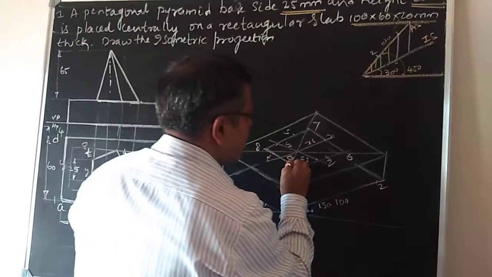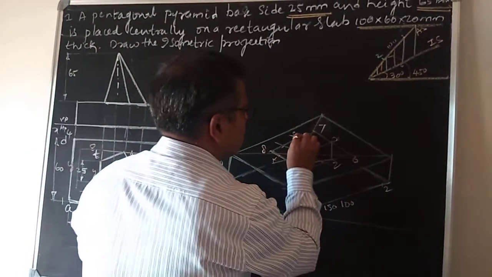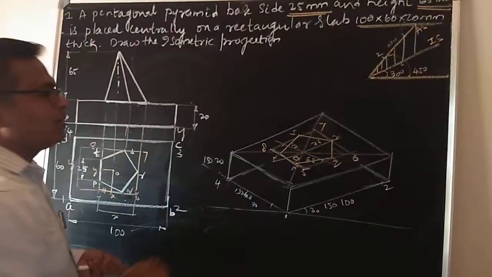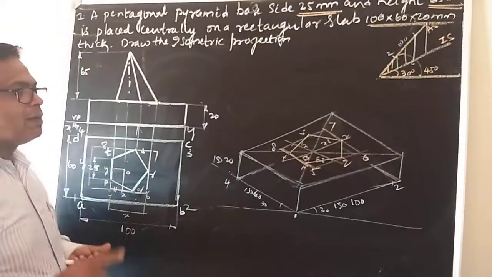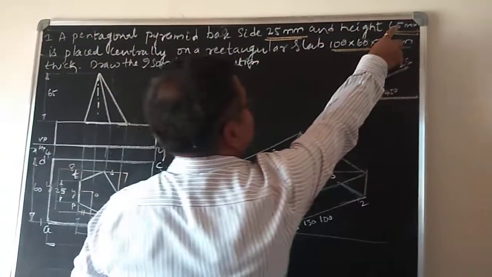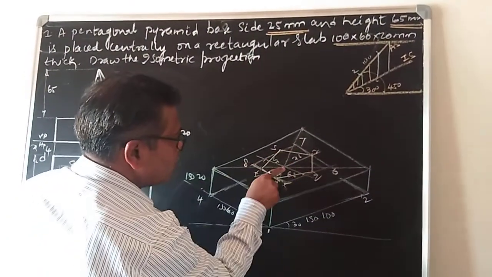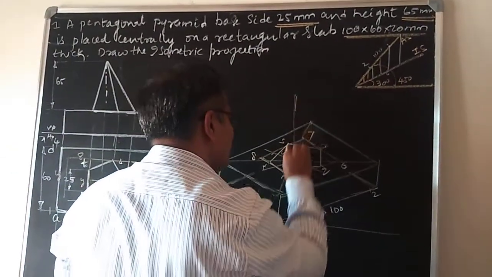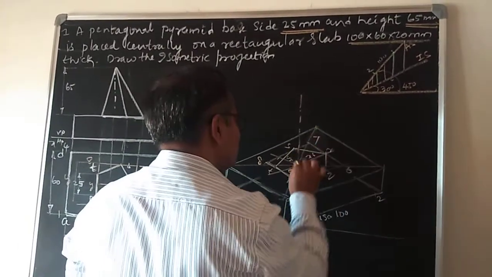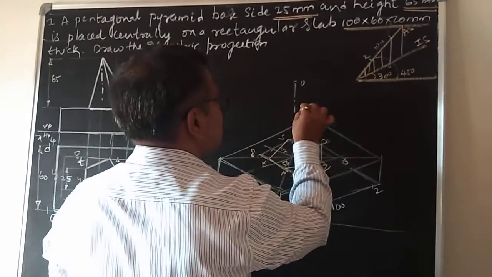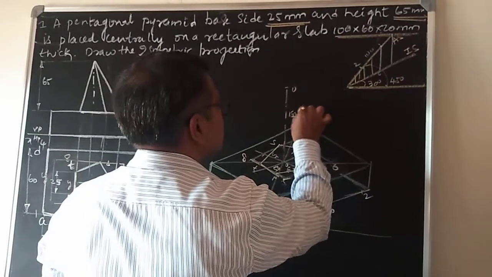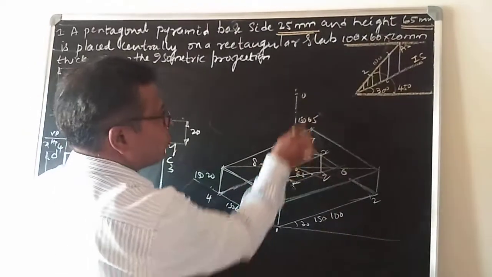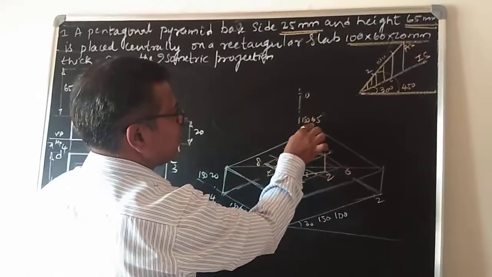You connect this: P to Q, Q to R, R to S, S to T and T to P. So I connected the pentagon. Since it is a pentagonal pyramid, to erect a height of 65 millimeter, don't go from the corner, go from the center. From the center O, you erect a line called the axis line, in which from O to O it is an isometric length of 65 millimeter.